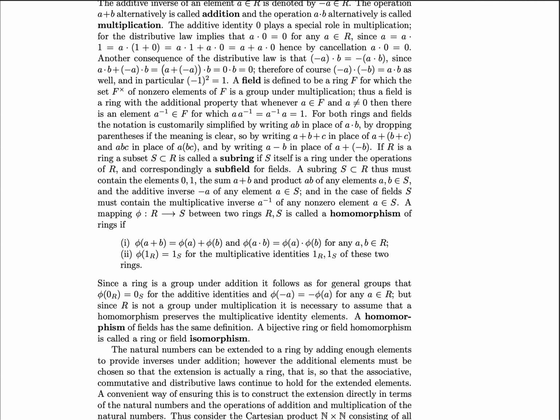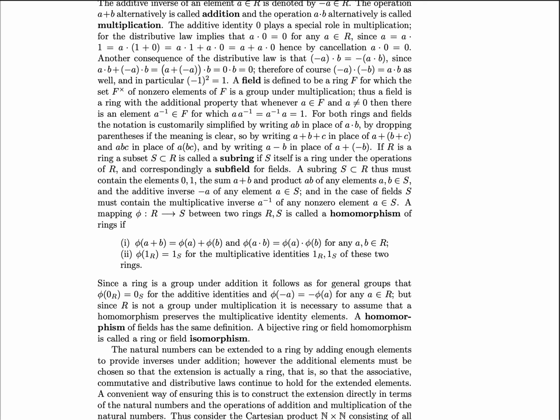In this short video, we will define a field, subring, subfields, and ring homomorphisms in order to prepare for extending the natural numbers. A field is defined to be a ring F for which the set F^×, which is the set of non-zero elements of F, is also a group under multiplication. Thus a field is a ring with the additional property that whenever a is in F and a is not zero, there is an inverse element within F such that a times a inverse is equal to a inverse times a is equal to 1.